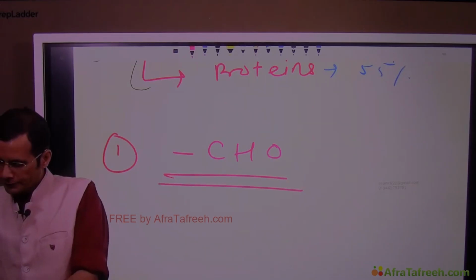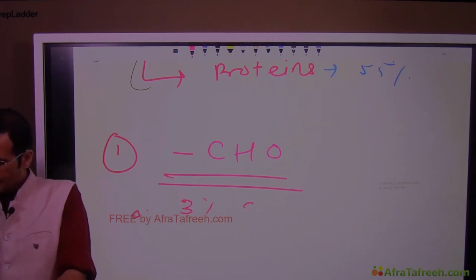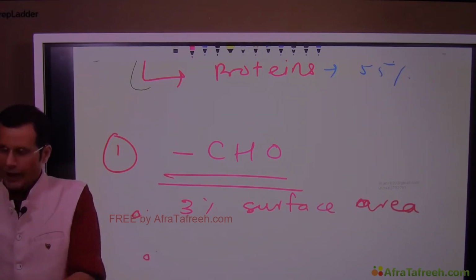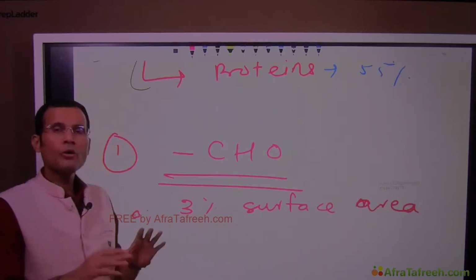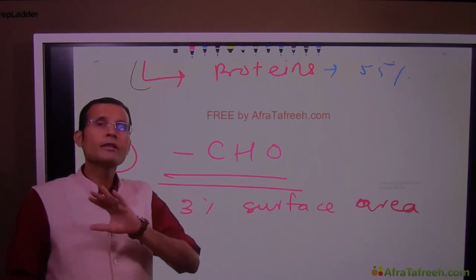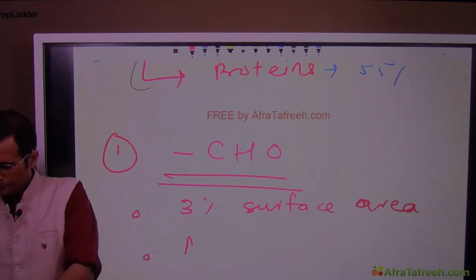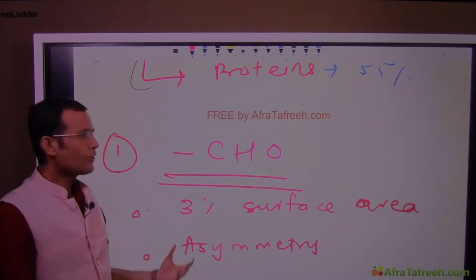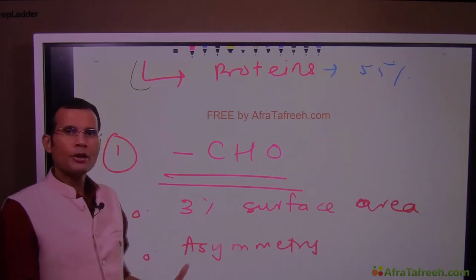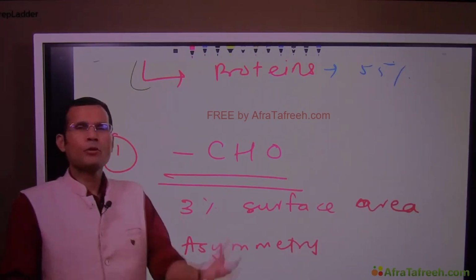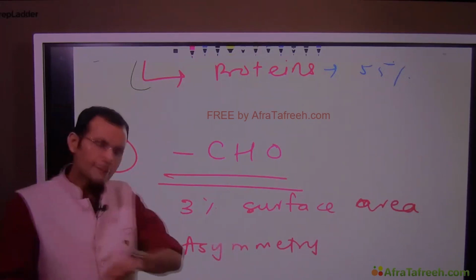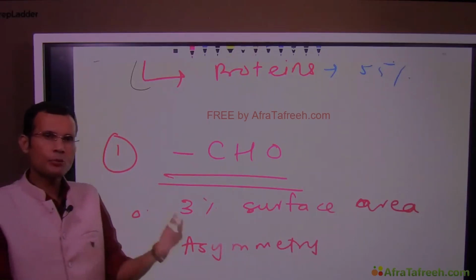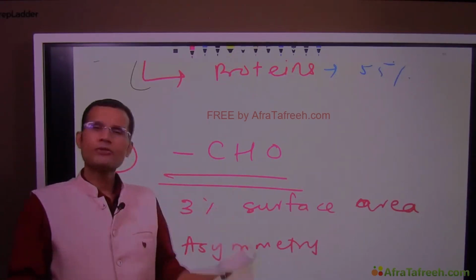The carbohydrates occupy 3% surface area of the membrane, and basically carbohydrates offer asymmetry to the membrane. This is not a function. Let me just remind you, this is not a function. This is just an attribute of the carbohydrates. There was an MCQ: the cell membrane is asymmetrical because of which of the following constituents? And the options given are proteins, carbohydrates, phospholipids, triglycerides.